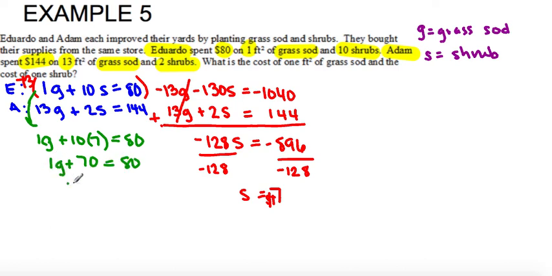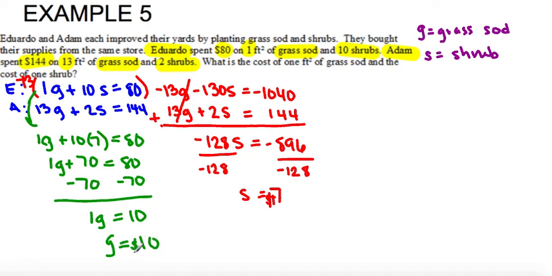To get G by itself, I subtract 70 on both sides. So I have 1G, or just G, equals 10. So G equals $10, which is for the square foot of grass sod. So those are your two solutions.